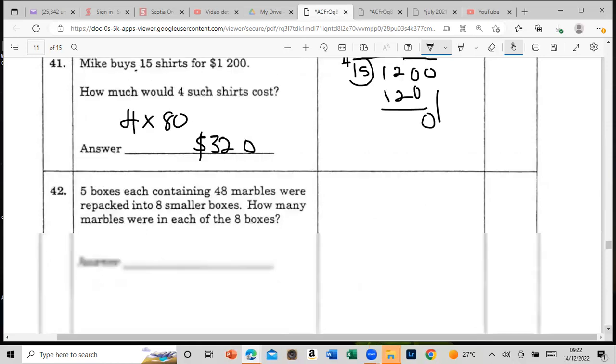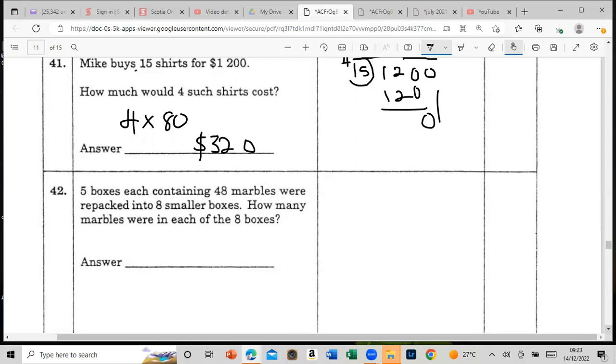Alright, let's move on to 42. 5 boxes, each containing 48 marbles, were repacked into 8 smaller boxes. How many marbles were in each of the 8 boxes? Alright, let's go. So first we need to know the total number of marbles that there are. And then we can take it from there.